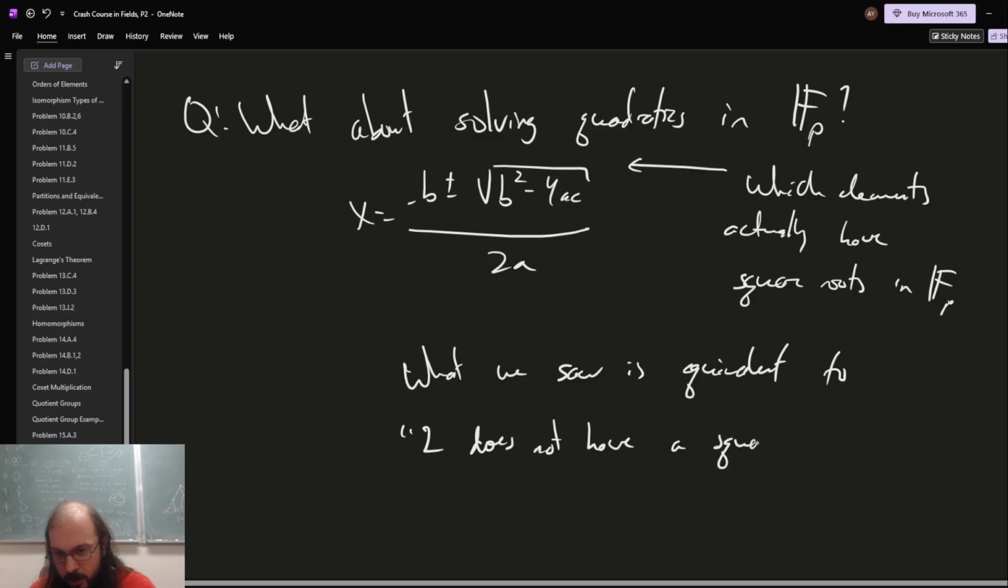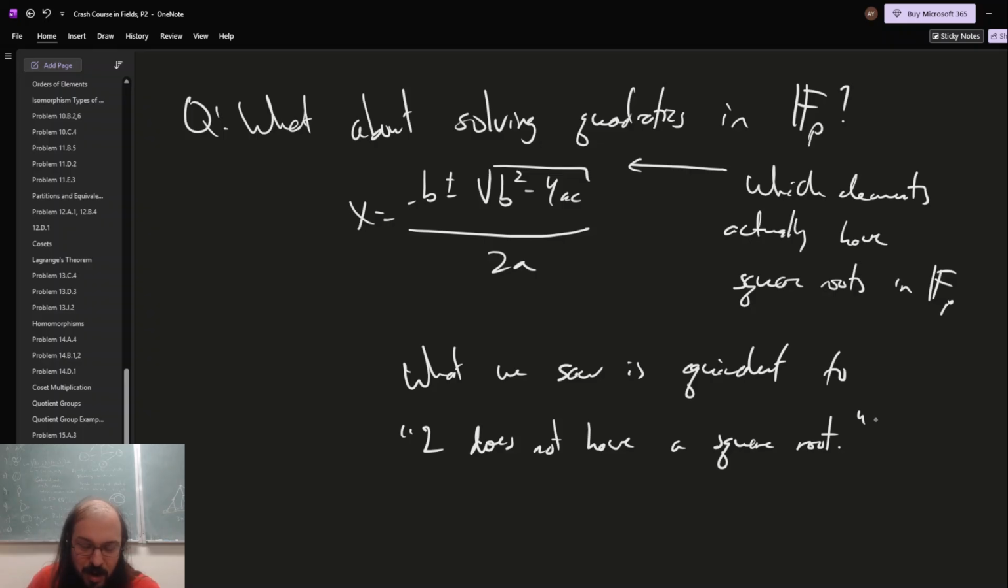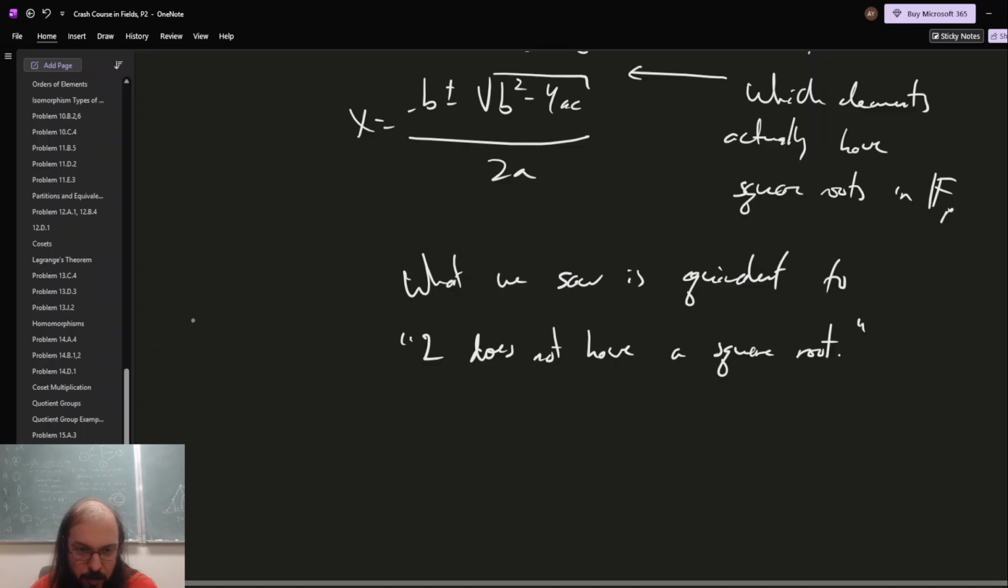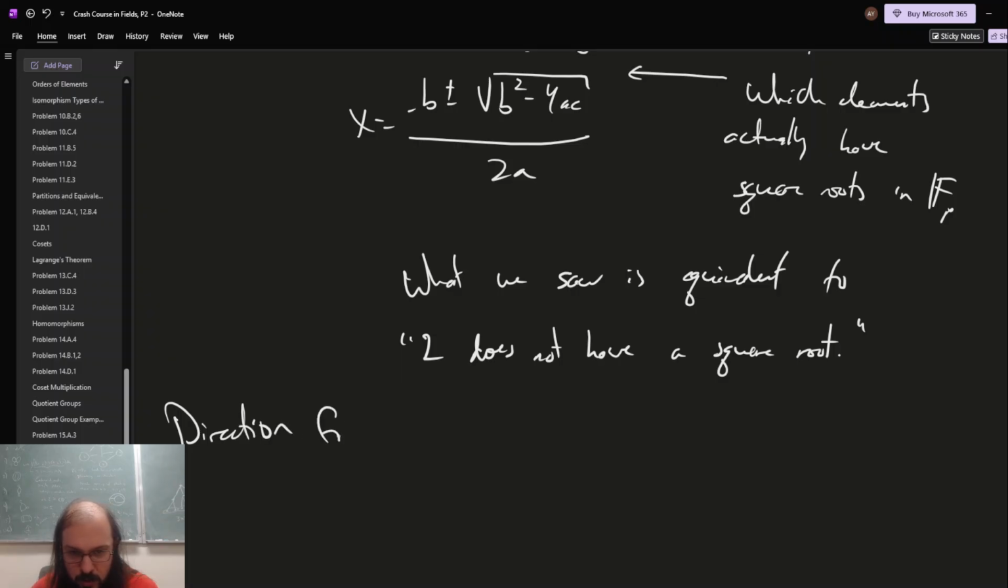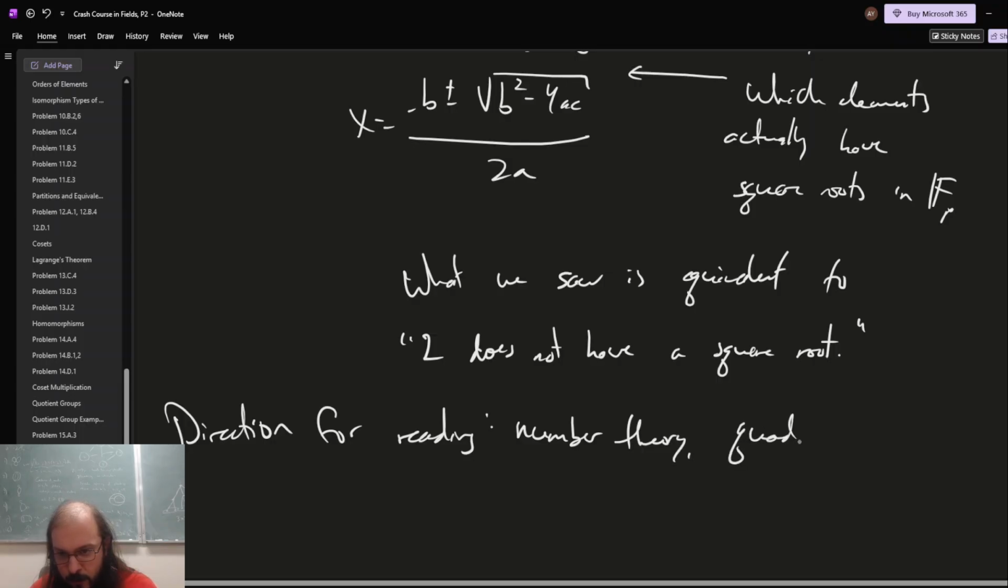Sound familiar, right? We talked in group theory a lot about which elements do and don't have square roots, a common and recurring theme when dealing with algebra. The question of which elements have square roots in which FPs is an answered question. It belongs to number theory. So maybe a direction for future reading, if you're interested, is number theory, and in particular the study of what's called quadratic reciprocity. But we're not going to have time to pursue that in our little mad dash here.